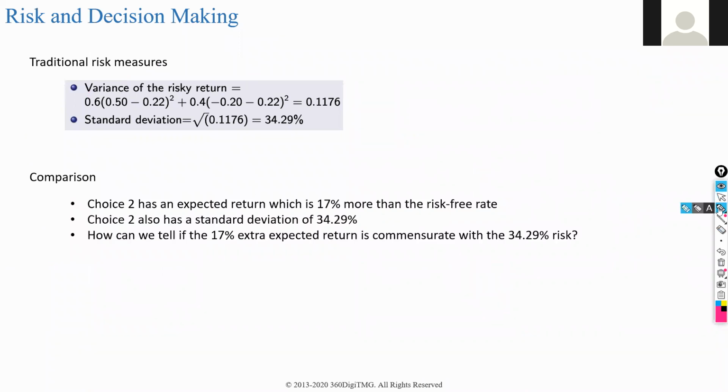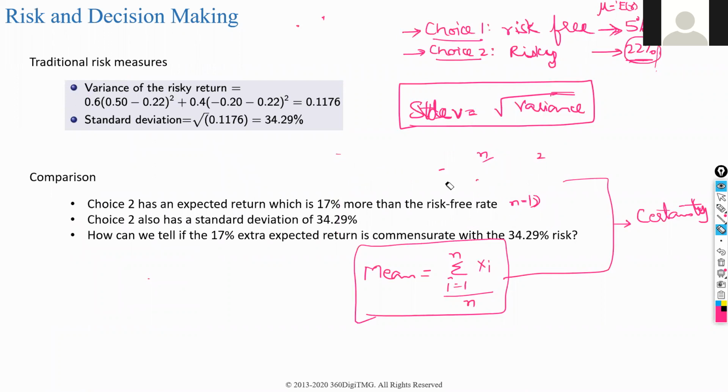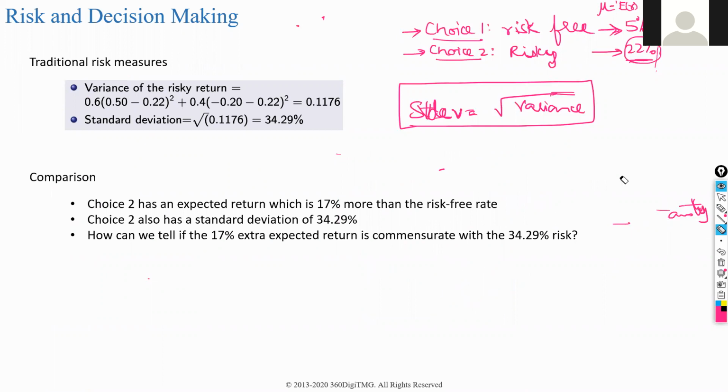So here is a quick comparison. Choice 2 has an expected return, if you look at choice 2, which is 17% more than risk-free. If you look at these values here, risky asset is giving you 22%. Risk-free is giving you 5%. If I take out this 5%, risky will give you 17% more than risk-free because risk-free is already giving you 5%. Plus whatever is left out, that's what is going to be your risky. So it will give you 17% more, with the standard deviation or risk of so much.